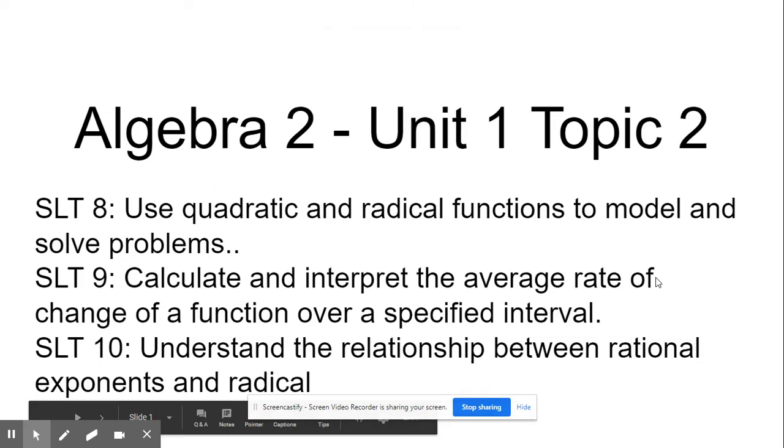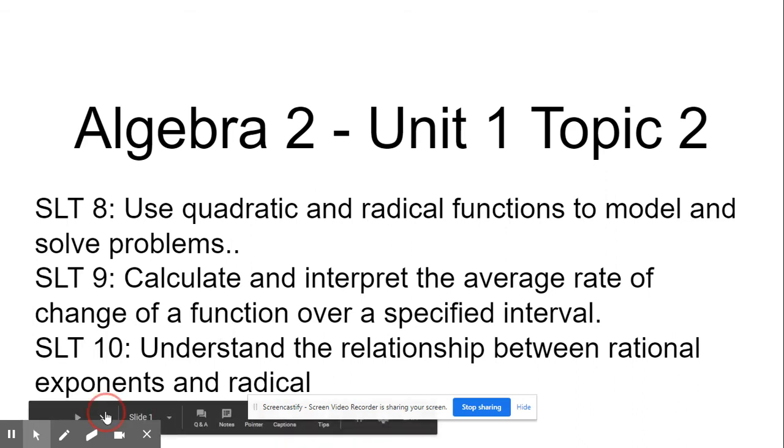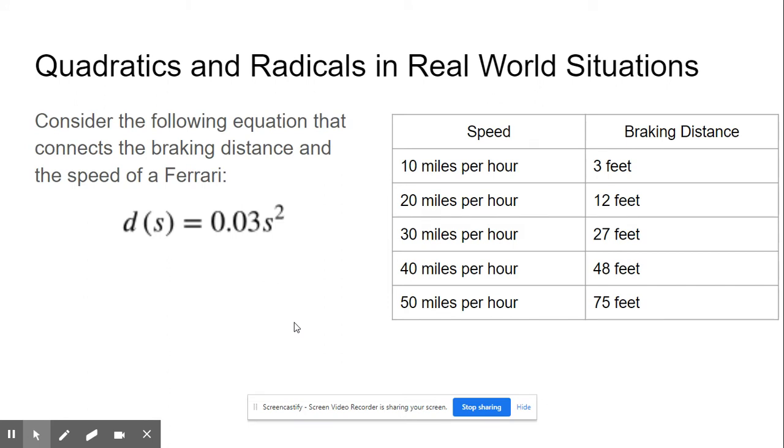Hi, we're going to review the material covered in week 4 of Algebra 2, Unit 1, Topic 2, SLT 8, SLT 9, and SLT 10. So we've been looking at inverse functions. Now we're going to look at how that applies to quadratics and radicals in real-world situations.